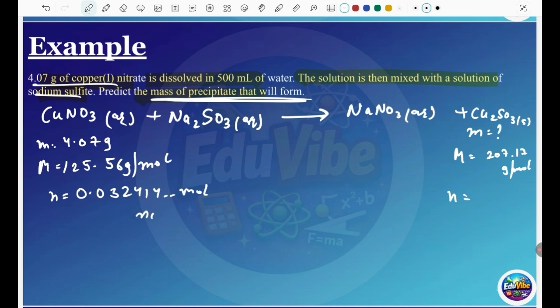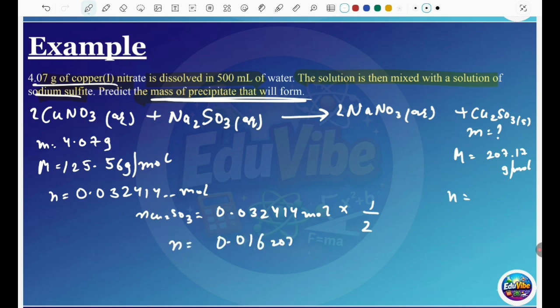So n of Cu2SO3 you can find by 0.032414 moles, coefficient required upon given, which is 1 by 2. Oh, we didn't balance it. So this is 2 basically, and this is also 2. So I have to balance this. I forgot this. You have to balance it, and this is 1 by 2. You get the n of about 0.016273 moles from here. So this is 0.016273 moles. Now you find the mass of this.